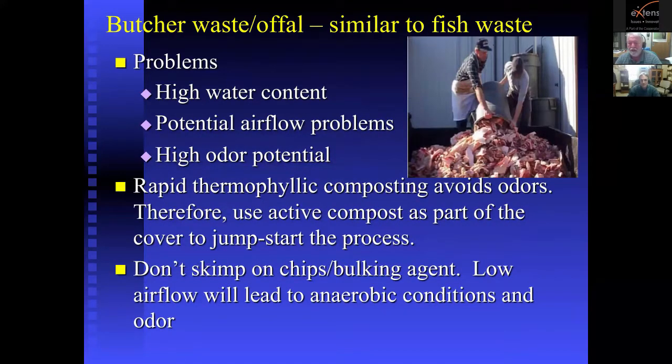If we look at butcher waste, this is butcher waste off of a actually fairly small butchering operation. It's similar to fish waste in a lot of its properties. It has a high water content, not as high. It has a potential to layer and make airflow difficult, so you get the airflow problems. And because of those, you get high odor potential problems, and obviously it has a lot of fat that can go putrid. So again, we need rapid thermophilic composting. So use active compost again. Again, use the chips and the bulking material.